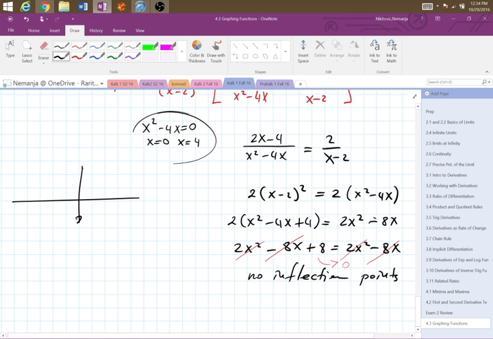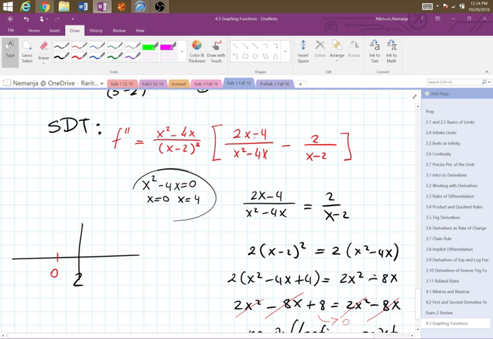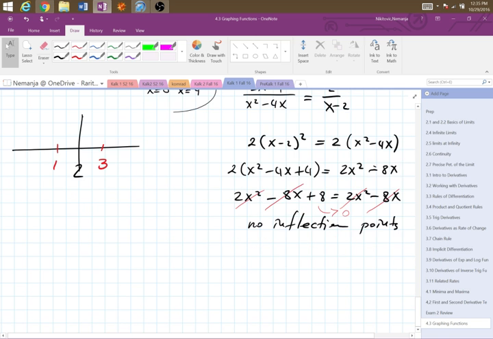So boom, pick 2 values. Obviously, you can pick 0. Ooh, you can't pick 0. And you can't pick 4 either. Yeah, I'm not happy with this. 1 and 3. Let's check what's happening with concavity.